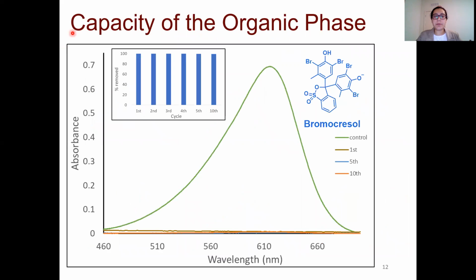I also tried an experiment to test the capacity of the organic phase. With a bromocresol dye solution, I followed the procedure that I mentioned earlier, but after the water has been purified, I take it out with a pipette and I add more of the dye solution. And I did this 10 times. Throughout the 10 cycles, more than 99% of the dye got removed.